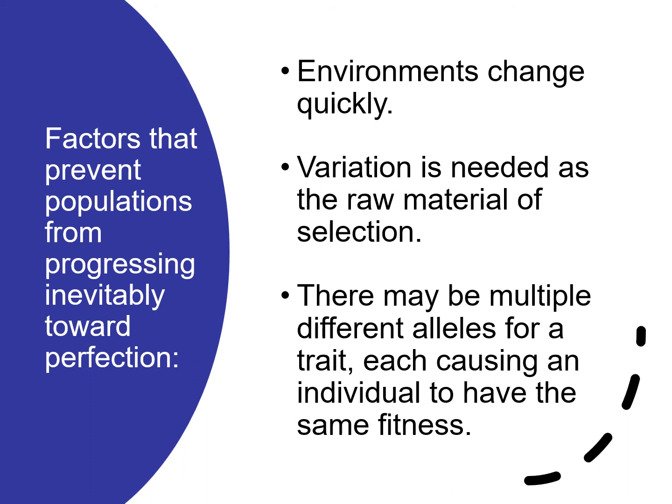The second is that variation is needed as the raw material of selection, which we talked about before, and there may be multiple different alleles for a trait, each causing an individual to have the same fitness. So that's saying that there's not just one trait that's going to be fantastic for an organism to survive in a certain environment and have pretty good fitness. There may be multiple traits that allow for the same species to thrive and have the same exact fitness. So not everybody's going to be the same, but they could have the same fitness.